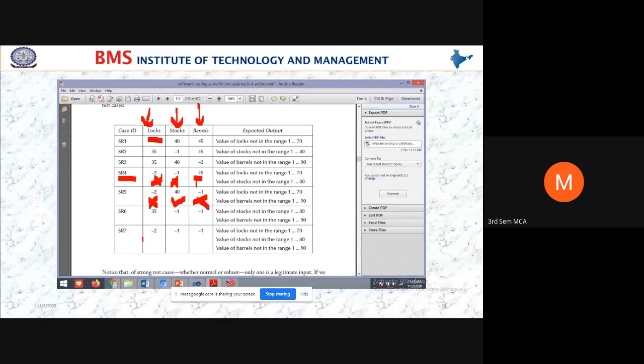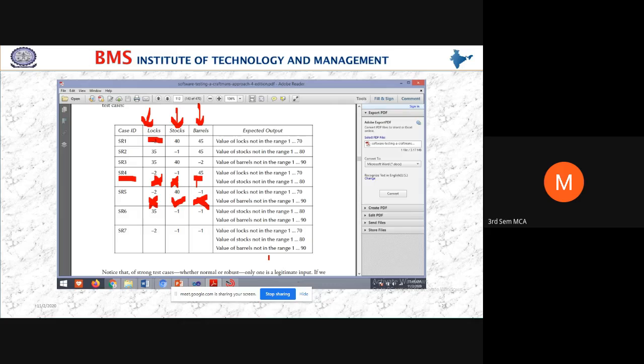Coming to the last case, the lock value is -2, the stock value is -1, and the barrel value is how much? The barrel value is -1. So all the three values are out of range. The lock value is 1 to 70, so it is -2. The stock value is 1 to 80, it is -1, and the barrel value is 1 to 90, so it is not in a range. So the expected output is the logs are not in range, the stocks are not in range, and the barrels are not in range. Yes, students, understood?